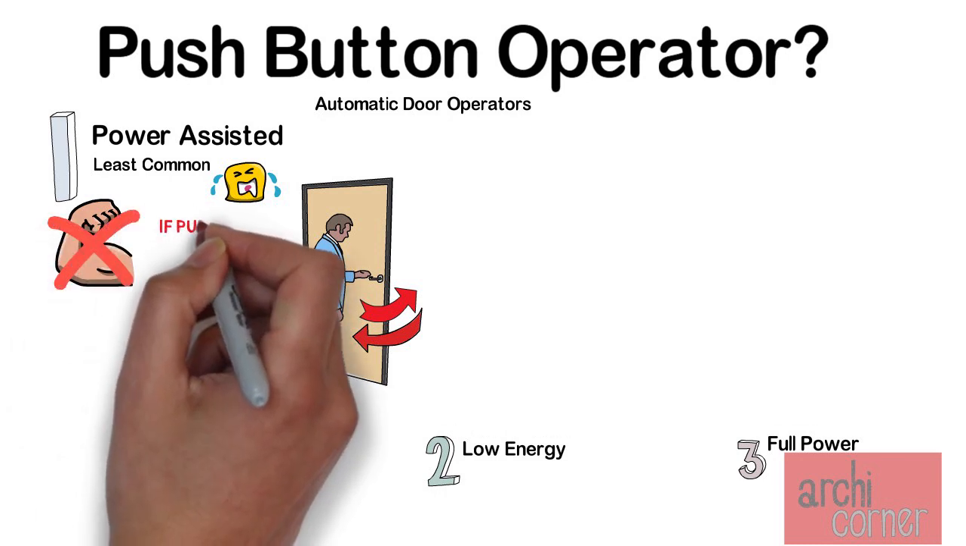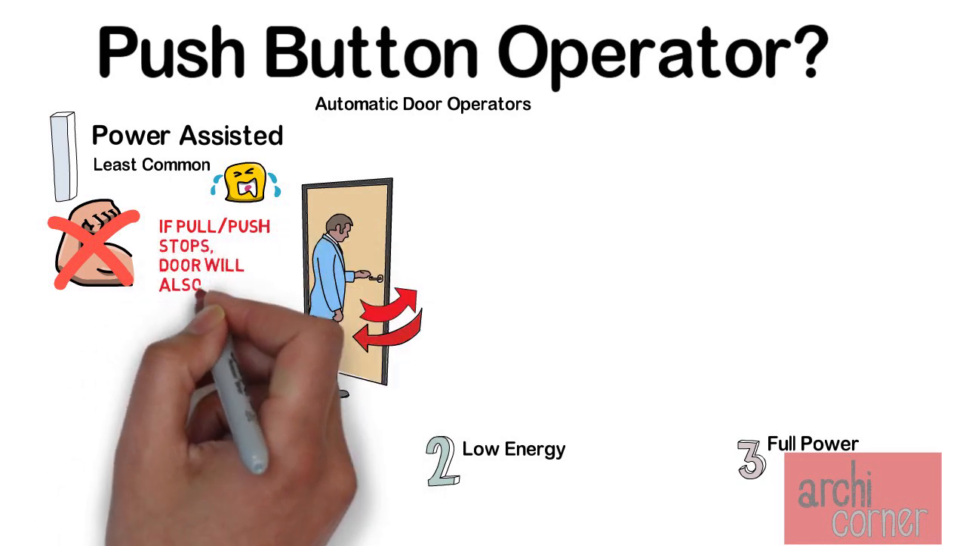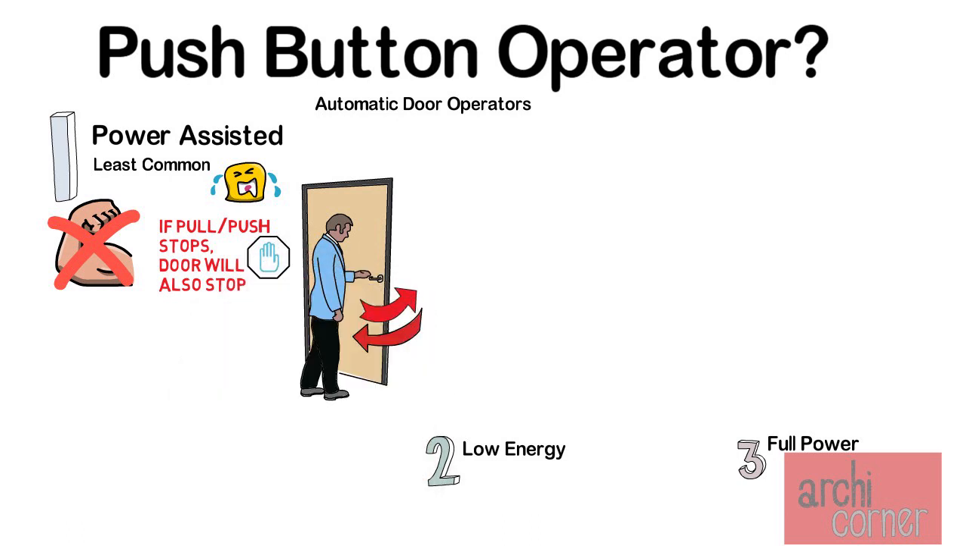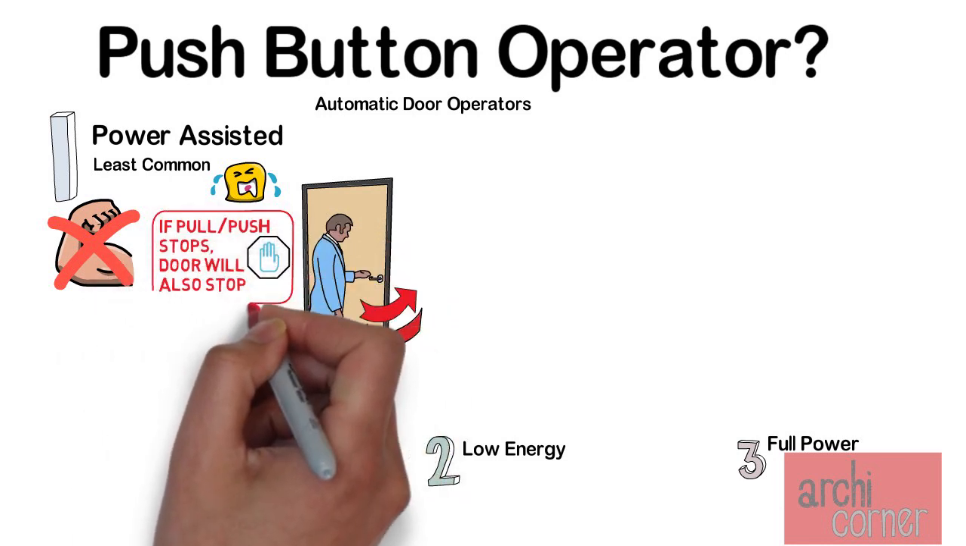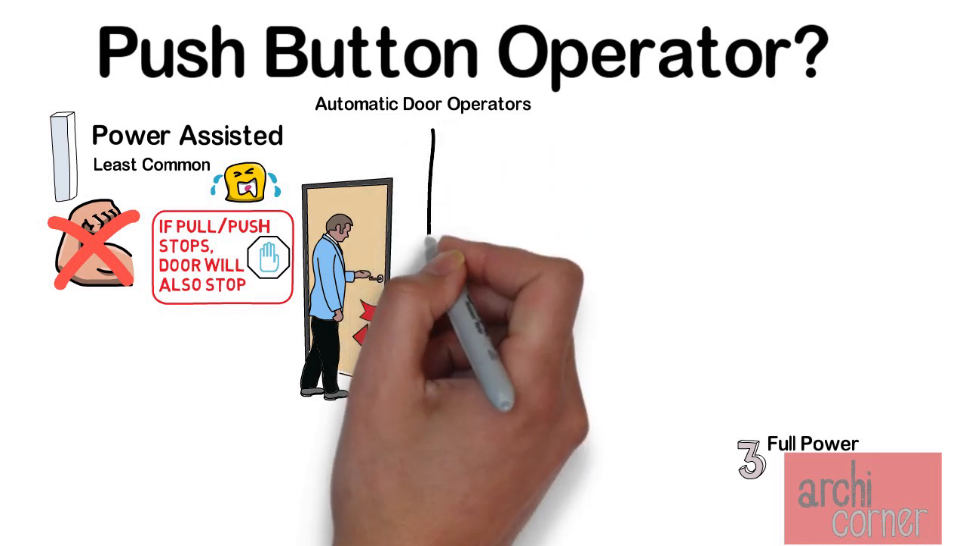If the opening force on the door is released, in other words, if you stop pushing or you stop pulling, the door will come to a stop and either immediately begin to close or begin to close after a predetermined time. So you must be actively pushing or pulling in order for this type of automatic operating door to work.